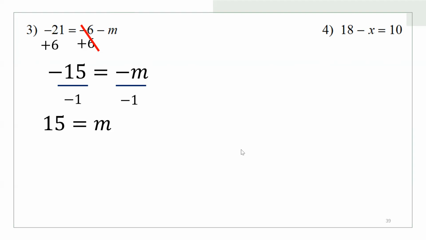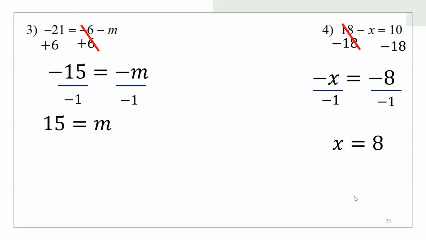One more together. Looking at question number 4, we have 18 minus x equals 10. So I've got to get rid of that +18 first. I do that by subtracting 18 from both sides. I bring down the negative in front of the variable. 10 minus 18 is -8. To get rid of multiplying by -1, to get rid of that negative in front, we're going to divide both sides by -1. We end up with x equals 8.